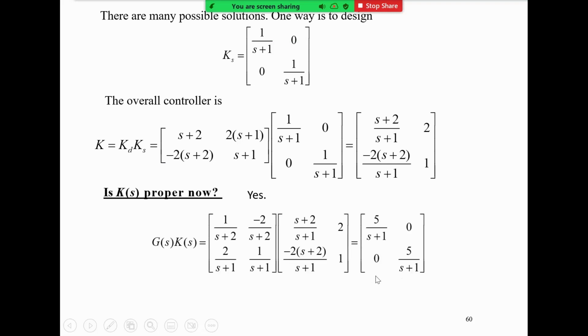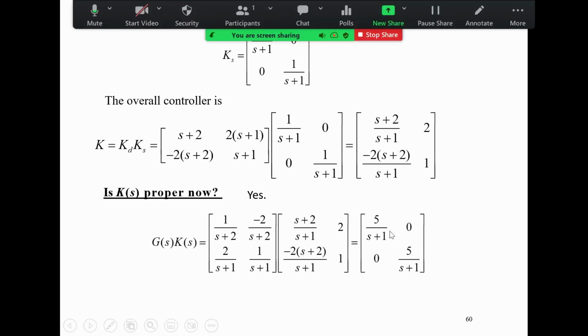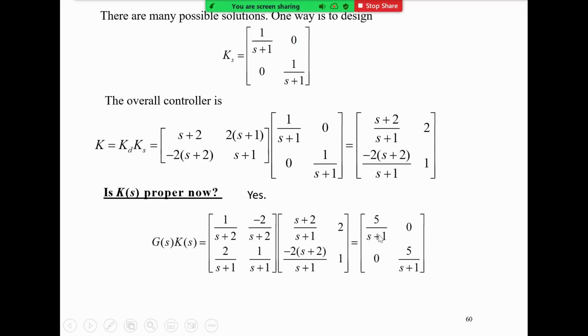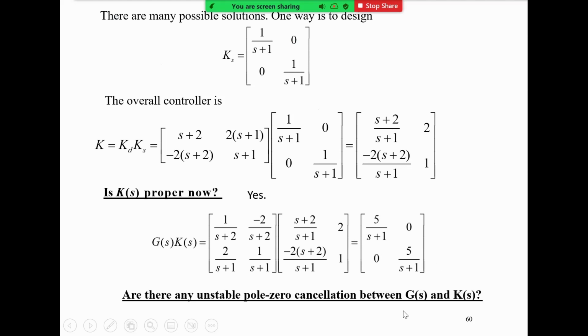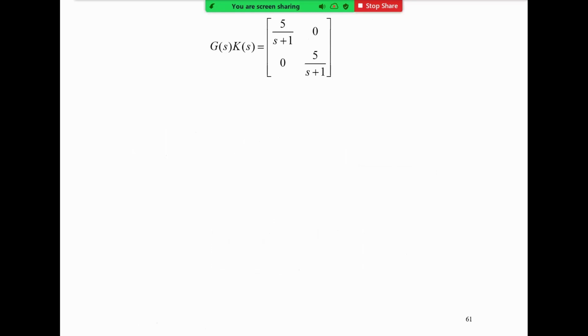So finally, we remember this K, G times K is G times KD times KS. G times KD is just 5, and then this KS is 1 over S plus 1. So eventually, this will be the open loop transfer function after decoupling. It is already decoupled. In this whole procedure, do we encounter any unstable pole zero cancellation? There's no unstable pole zero cancellation.